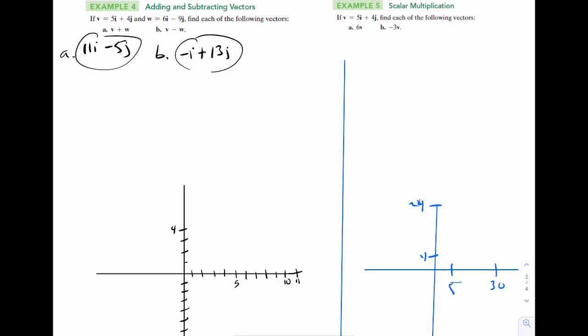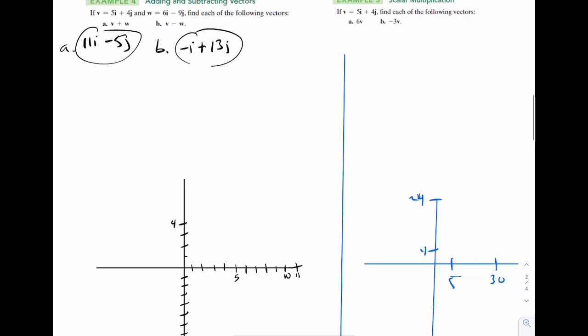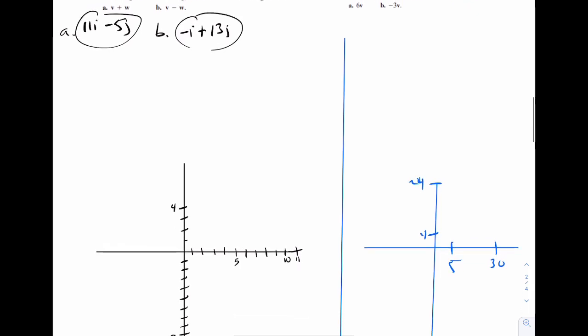Now you have to understand what's actually happening. So I have a picture down here. I'm going to put it together for you.